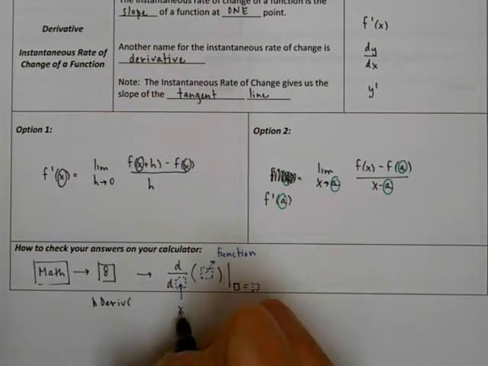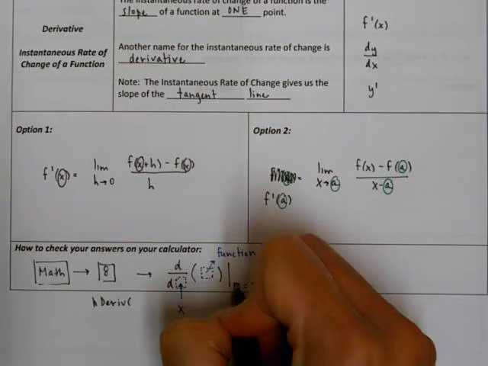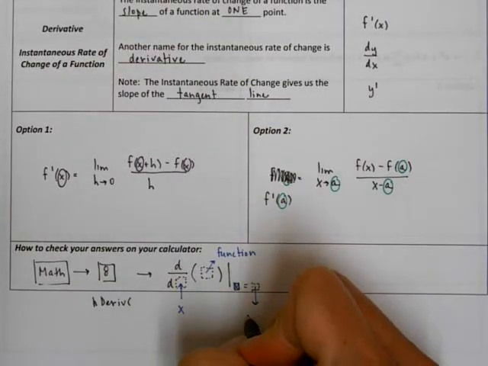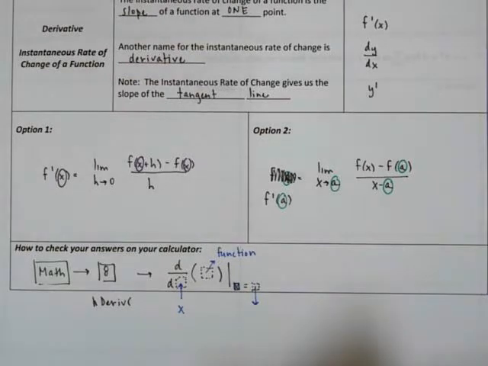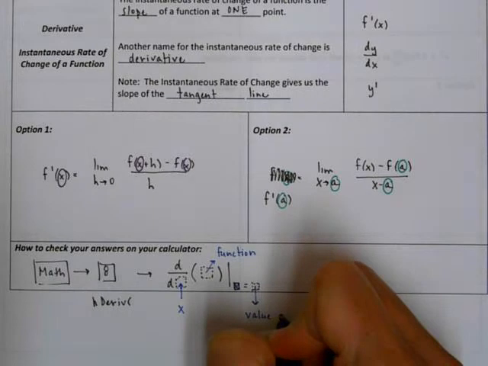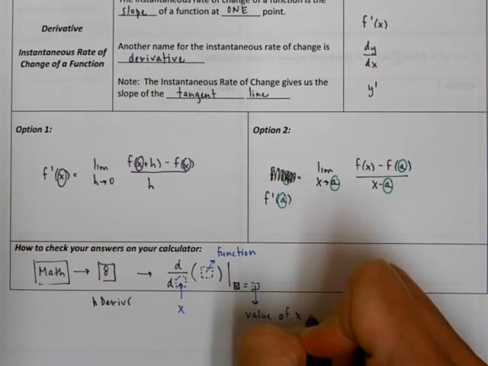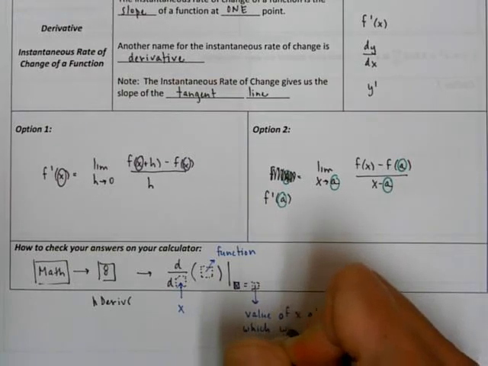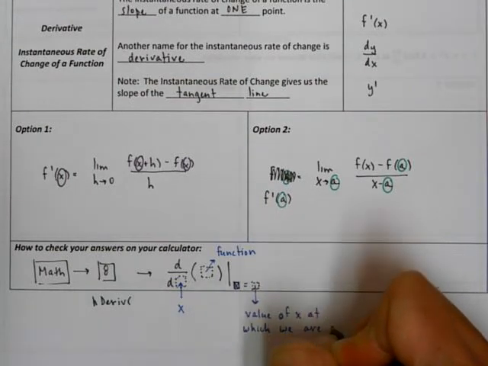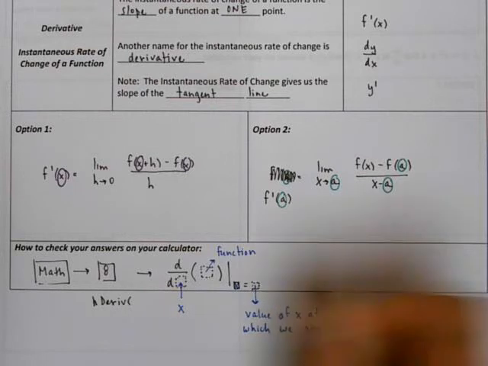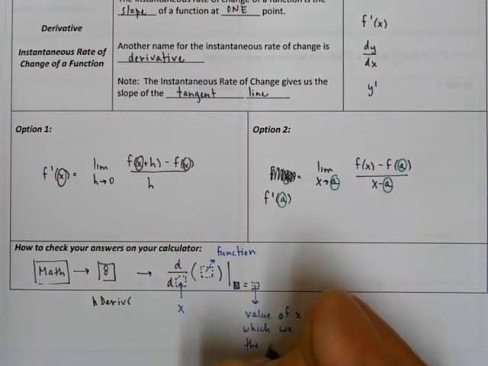When we type x here, this gets populated with x, and then this would be where we type in the value where we're trying to find the derivative. So the value of x at which we are calculating the derivative.